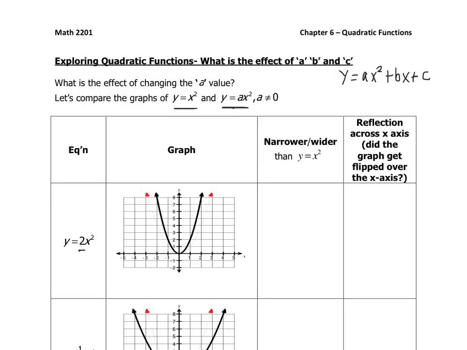And if you look, the red graph is the original graph of y equals x squared, and this one is y equals 2x squared. So when you look at this, if you had to describe whether it was narrower or wider, I would say that it would be narrower. And has it reflected across the x-axis? Basically, did the graph get flipped over the x-axis? No, both of them still open up.